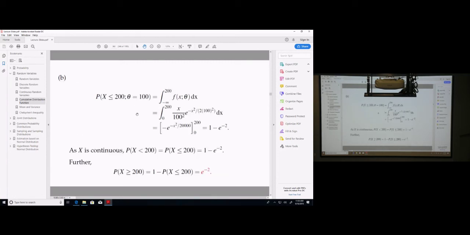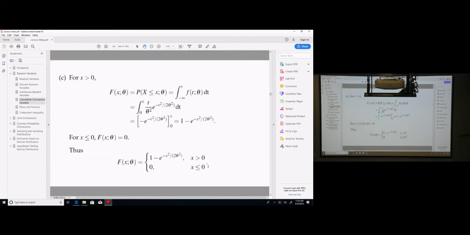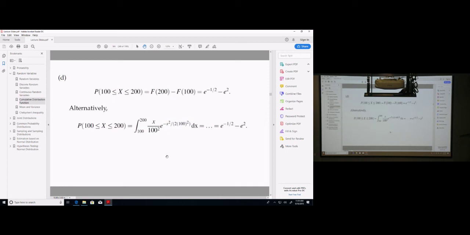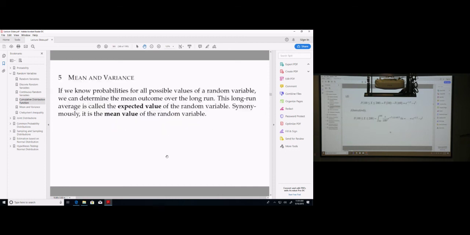So maybe a point here is whether it's strictly less than 200 or less than or equal to 200 doesn't really matter because it's a continuous case. So this is it. Okay. This is very similar to the one e to the power minus x, but this is going to get closer to 1 faster because of a square term here. All right. So this is it.